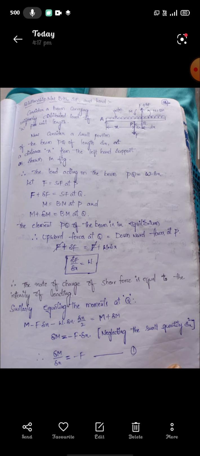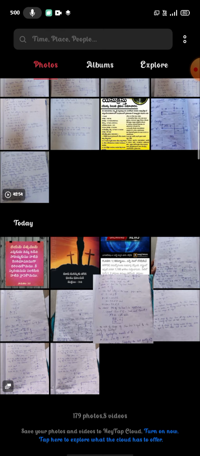Here the rate of change of bending moment is equal to the shear force at that section. So delta F by delta X, the rate of change of shear force, is equal to the intensity of load. So that is the first relation. And the second relation is that the rate of change of bending moment is equal to the shear force at the section. So that is the second relation.